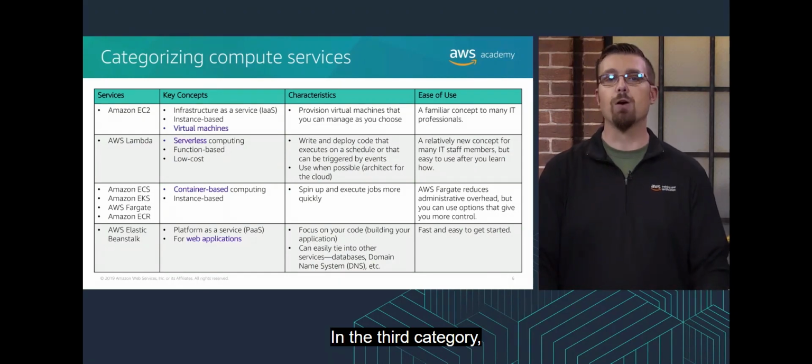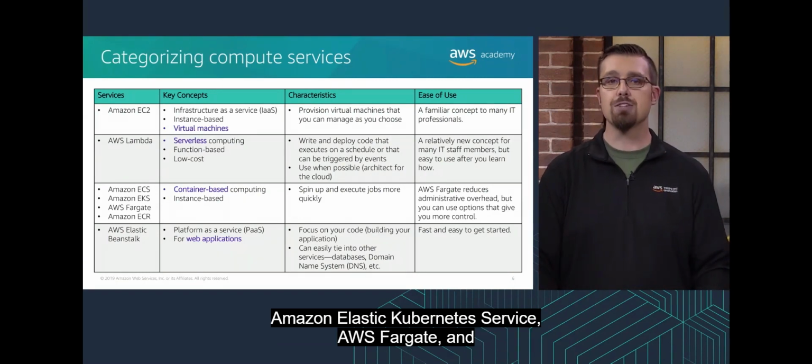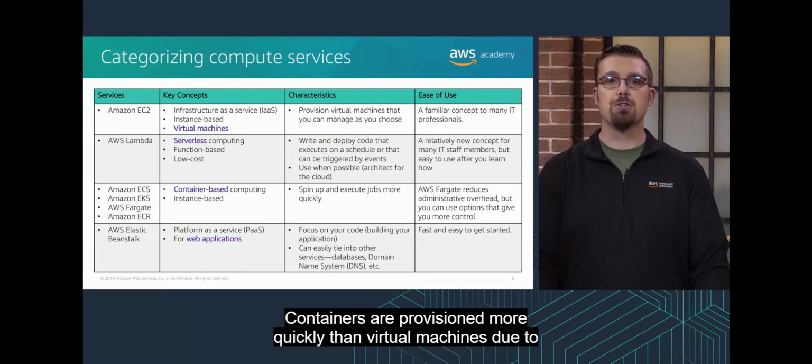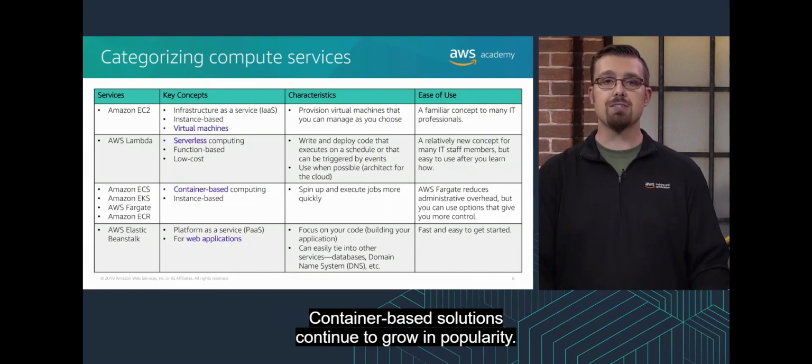In the third category, we have container-based services, including Amazon Elastic Container Service, Amazon Elastic Kubernetes Service, AWS Fargate, and Amazon Elastic Container Registry. Containers are provisioned more quickly than virtual machines due to abstracting the operating system from the provisioning process. Container-based solutions continue to grow in popularity.